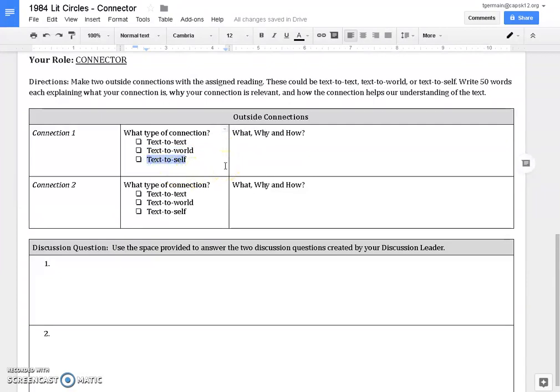As you're reading, this would be something that reminds you of an experience that you had, or maybe an experience that you heard of through a friend or a family member, something that you connect to on a personal level. So you check the box here, and then over here you explain what your connection is, why it's relevant to 1984, and how it might help our understanding of the text. So what, why, and how. You're going to have 2 separate connections. Down here, this discussion question section, we don't worry about right now. That will be the last thing that I talk about.